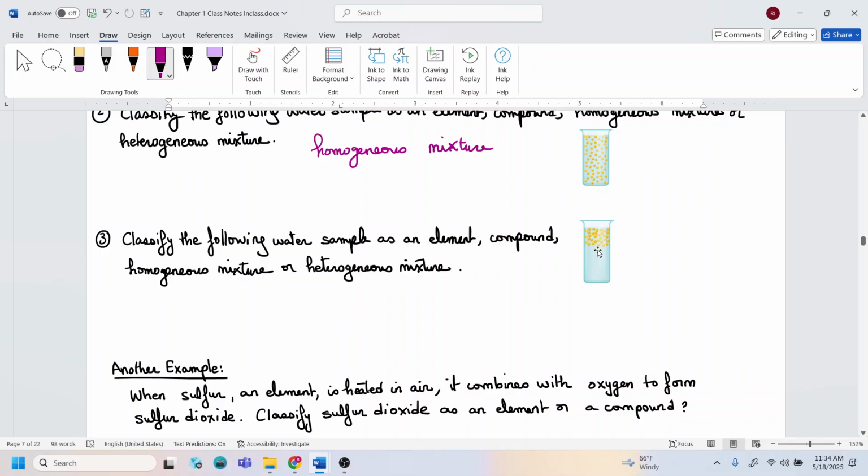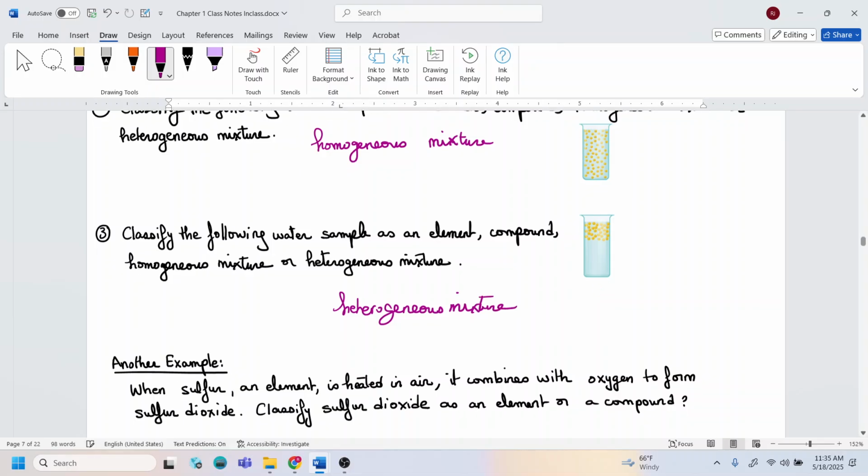On the other hand, for this one here, the yellow spheres are not uniformly distributed. You can see that the yellow spheres are floating on the top in there, and then you have the whole liquid sample. So this is considered to be a heterogeneous mixture.